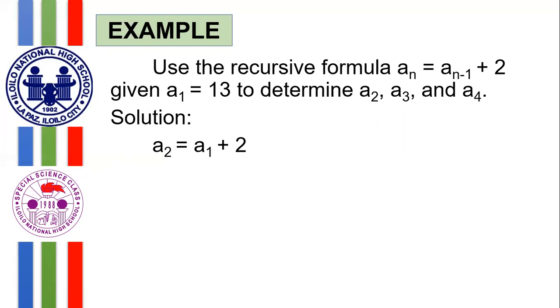And if you could see, the value of a sub 2 depends on the value of a sub 1. But you could see here from the given that a sub 1 is 13. So to get the value of a sub 2, we will substitute a sub 1 by 13. And you have 13 plus 2 equals 15. Hence, a sub 2 is 15.